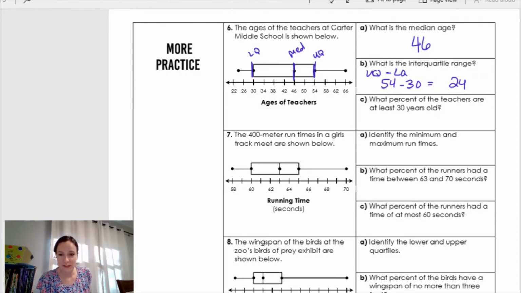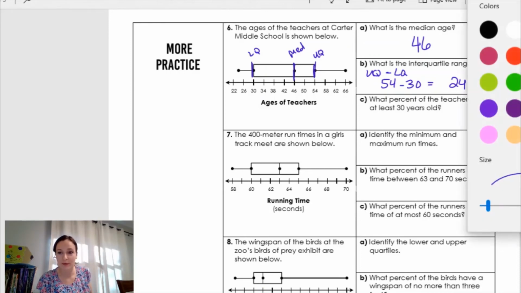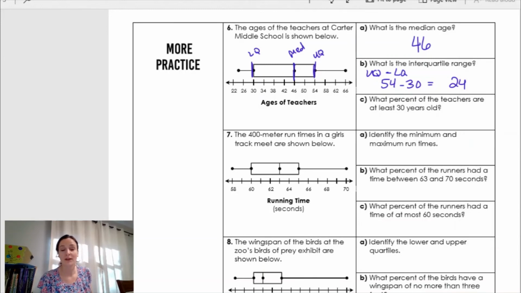What percent of teachers are at least 30 years old? Remember, when we're talking about percents, we're talking about 25%, quartiles. So at least 30 means greater than or equal to 30. So come over here to 30, and we're talking about all of these values here. So notice from the lower quartile to the median, that's 25%, plus another 25%, plus 25 more percent, because we're breaking this up into 4 sections, section 1, section 2, section 3, and section 4. So each section is 25%. So 75% of the teachers are at least 30 years old.